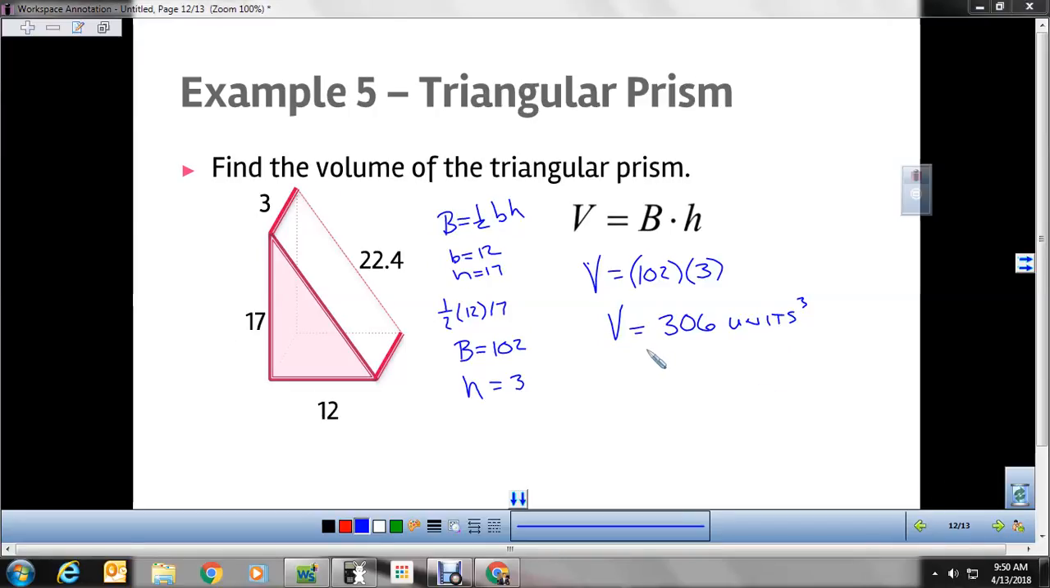In example 5, we have a triangle, so we're going to have a base of 12, a height of 17, and what did not show up here was a right angle, so that is a right angle here. So to find the area of this is 1/2 of 12 times 17, which is going to give us 102. The height of our prism is the distance in between, which is going to be 3. And so 102 times 3 gives us 306 cubic units.